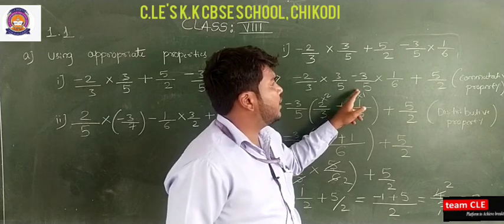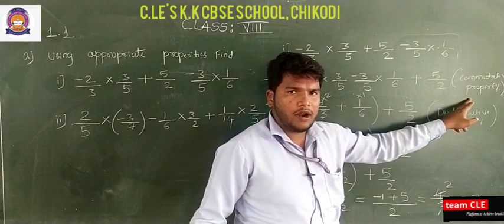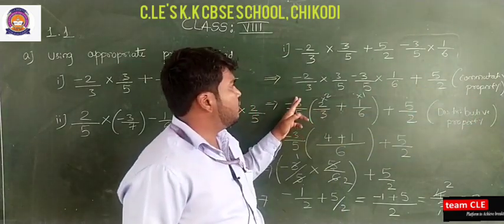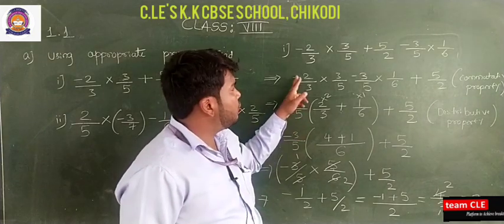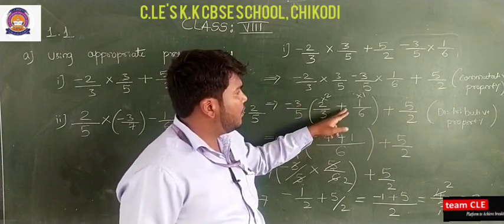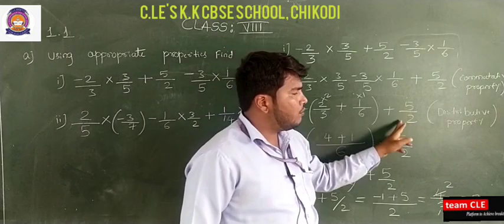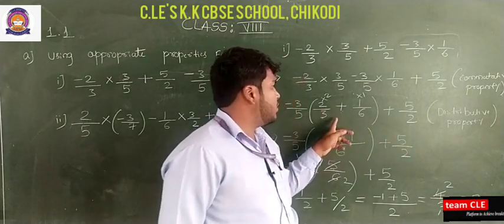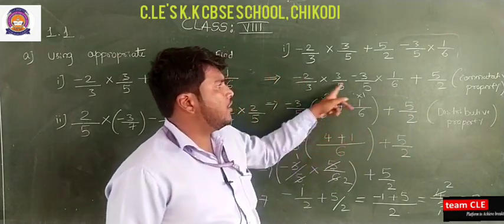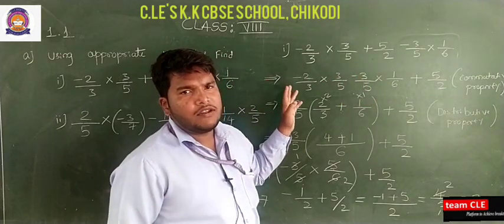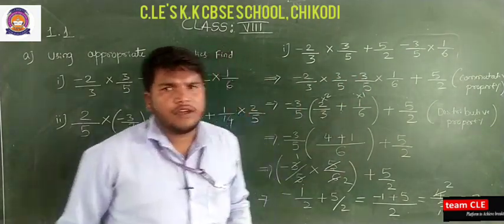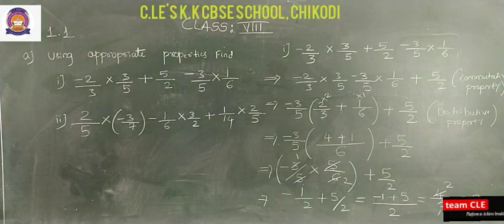It looks like the commutative property. You have to write this. Next step, minus 3 by 5, remove the common. So just write the remaining, that is 2 by 3 plus 1 by 6, plus 5 by 2. So see here, it looks like the distributive property. Again, if you multiply, you get the same terms. So you get this distributive property. So you can write this as distributive property.